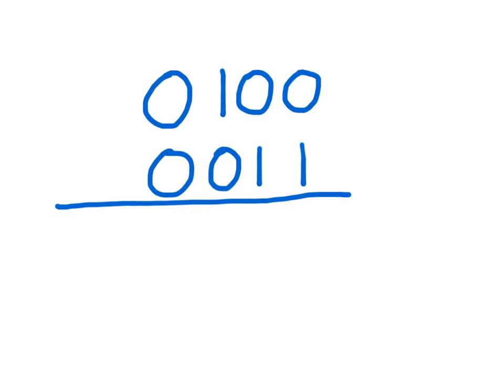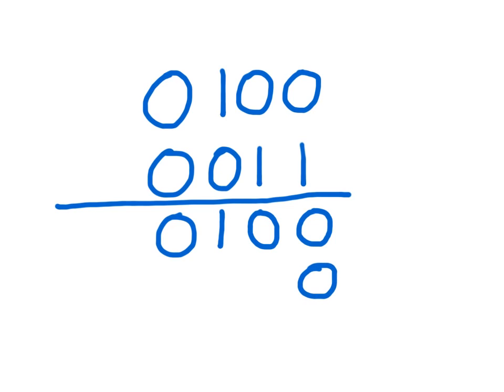We say 1 times 0 is 0. Then we say 1 times 0 again is 0. 1 times 1 is 1. 1 times 0 is 0. And now we would repeat the process here. 1 times 0, 1 times 0, 1 times 1, and 1 times 0. It's going to be exactly the same as what we just did, except just like we would do in decimal, we move it all over one space to the left.